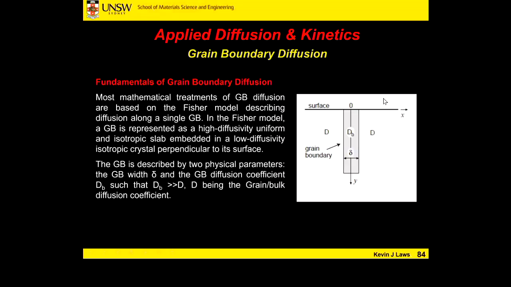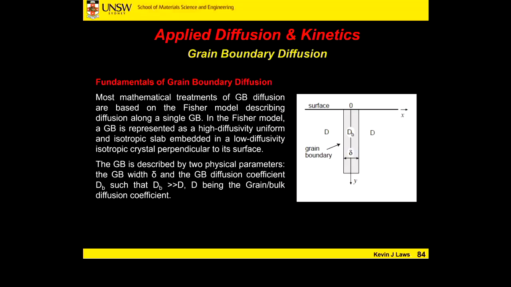Can anyone think of any examples where we might be trying to bring something in from our atmosphere into our material? Trying to dope our system with something from the surface? Yeah, so carburization is the first one. We've got a gaseous atmosphere that's rich in carbon or carbonated compounds. We're trying to bring carbon into the surface of our material.